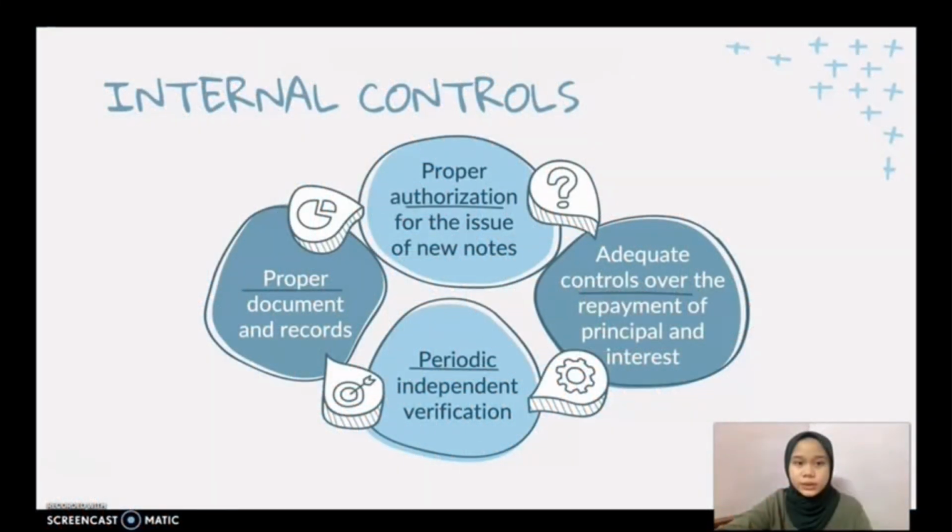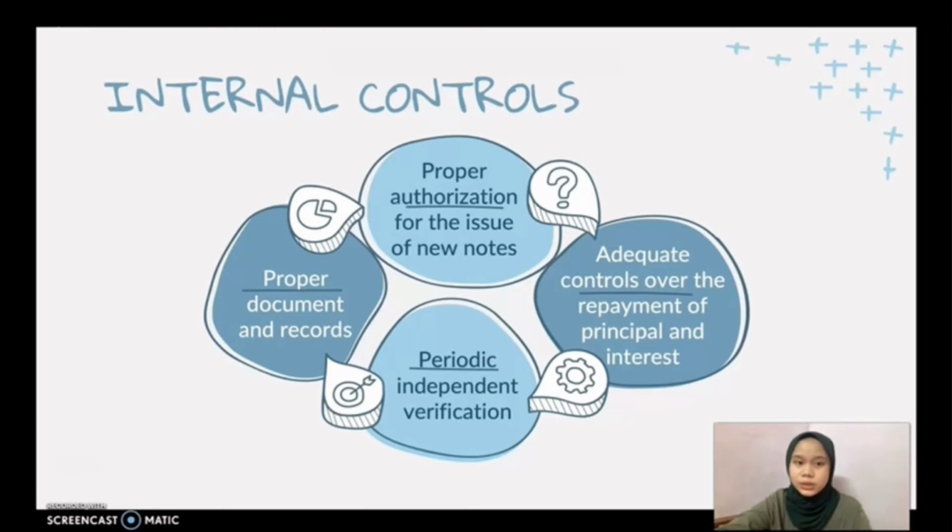There are 4 internal controls in notes payable. The first one is proper authorization for the issue of new notes. For every issuance of new notes, it should be vested in the board of directors and high-level management personnel.